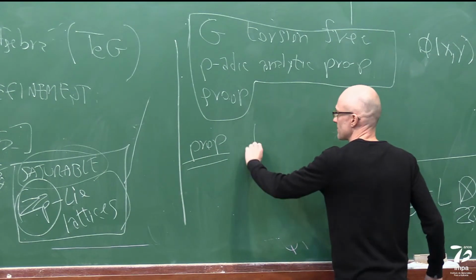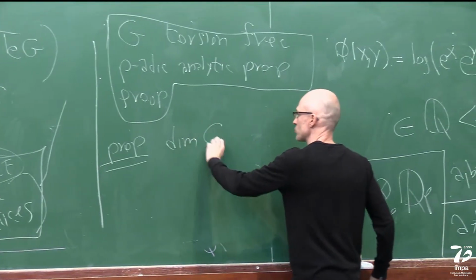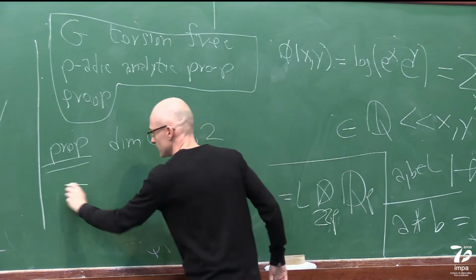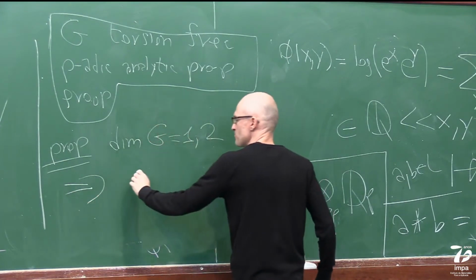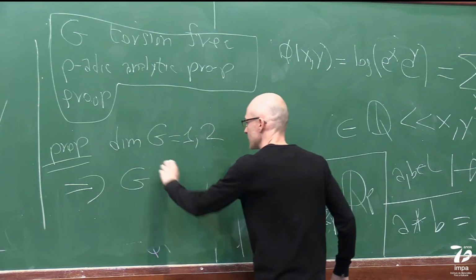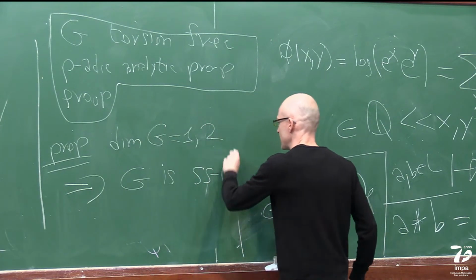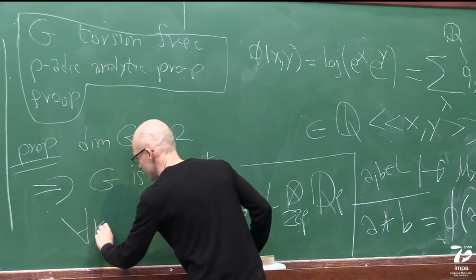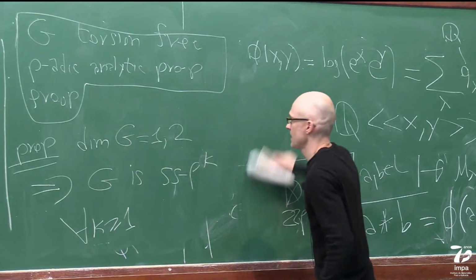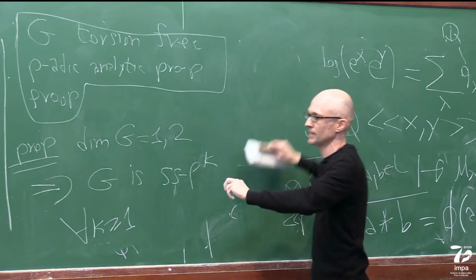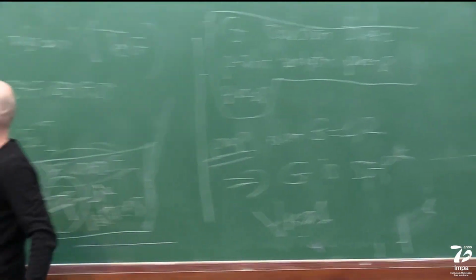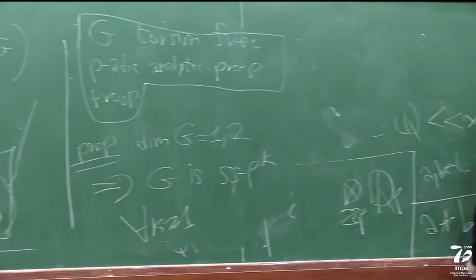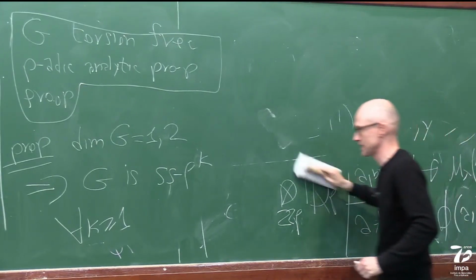First of all, suppose the dimension of G is equal to 1 or 2. So in lower dimension, we get that G is self-similar of any index p^k for all k greater or equal than 1. And this may be done without this proposition. It can be done directly working with groups. And I will make a comment later if there is time.